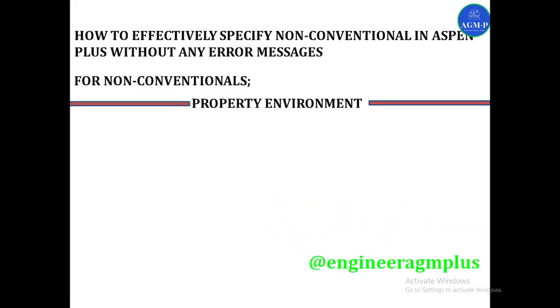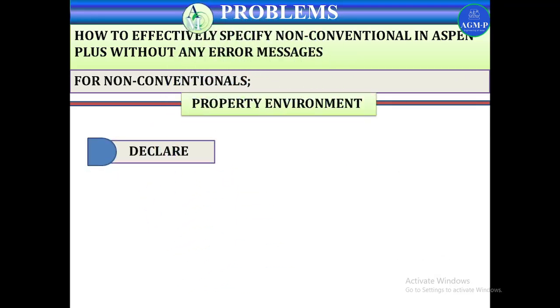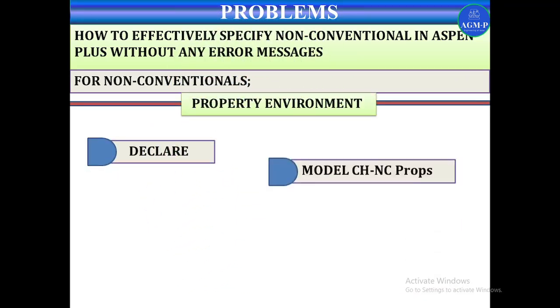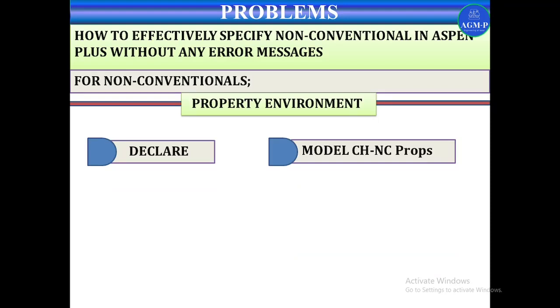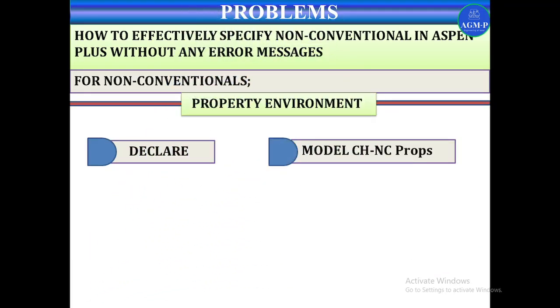How to effectively specify non-conventional components in Aspen Plus without any error messages. For non-conventionals, in the property environment, the user needs to declare the variable, that is, provide the name of the component, and I've done that. Then choose the appropriate solid model to calculate the enthalpy and density of the component.